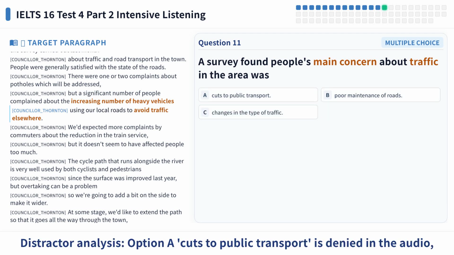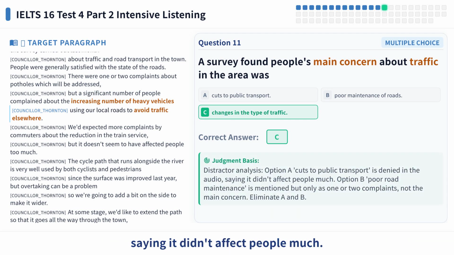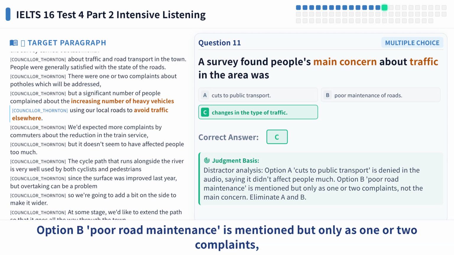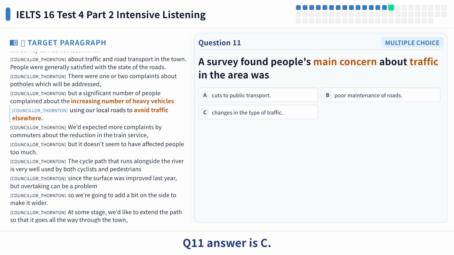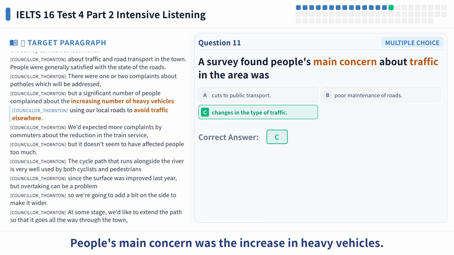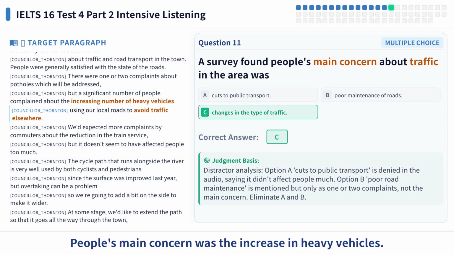Distractor analysis. Option A, cuts to public transport, is denied in the audio, saying it didn't affect people much. Option B, poor road maintenance is mentioned, but only as 1 or 2 complaints, not the main concern. Eliminate A and B. Q11 answer is C. People's main concern was the increase in heavy vehicles.